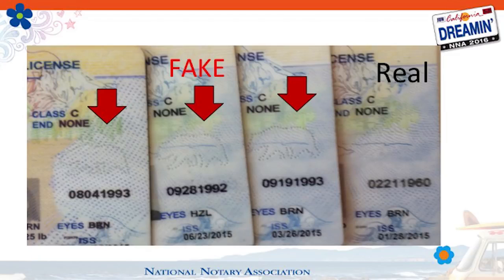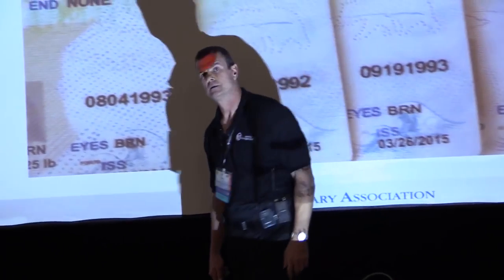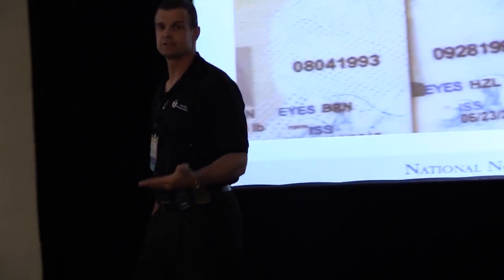Also, if you look real close, you should not be able to see the bear, all right? These three are fake. You can see the outline of the bear because the holes are too big, but here's a real one. I can't see the bear. So if you can see that bear from a distance, you might have a fake.